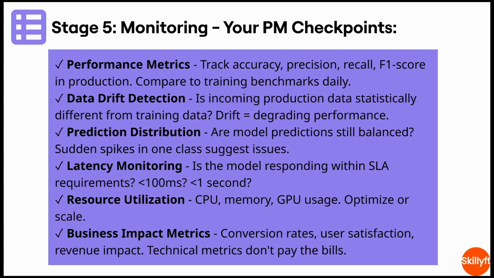Resource utilization: CPU utilization, memory utilization, GPU usage. Optimize or scale as needed. Business impact metrics: conversion rates, user satisfaction, revenue impact. It is important to consider these metrics, as technical metrics don't pay the bills. The key PM question to ask here is: how quickly can we detect a 10% drop in model performance? If it's more than a few hours, you have a monitoring gap.